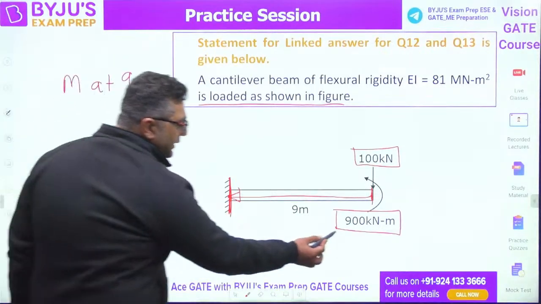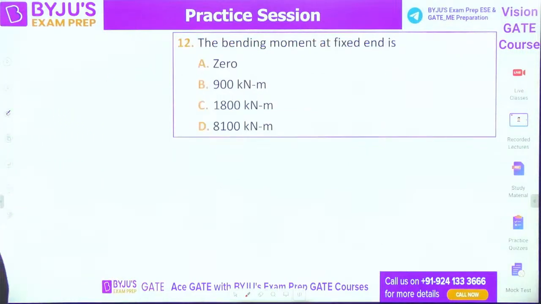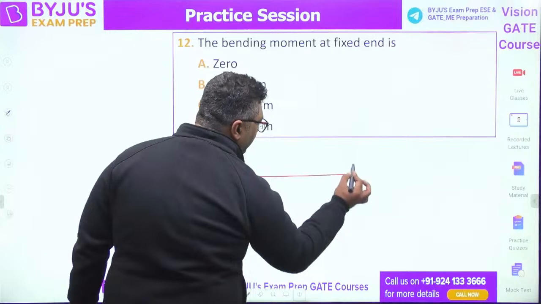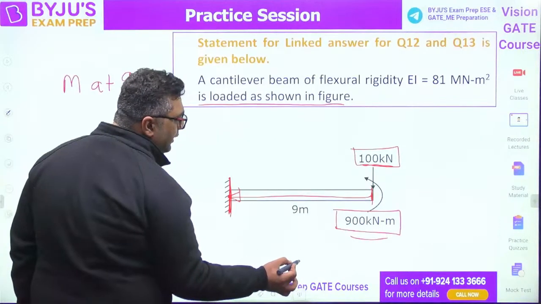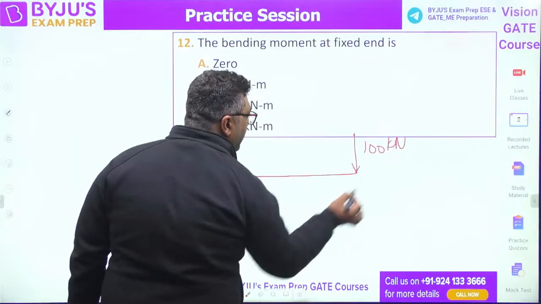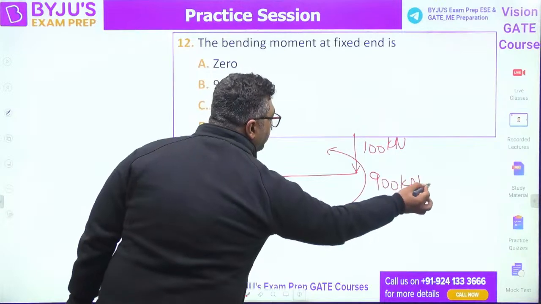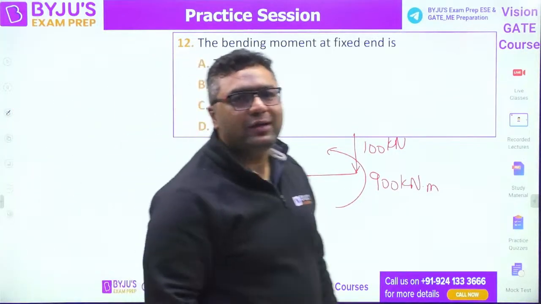900 kilonewton meter is the moment, 100 kilonewton is the force acting. I'm making this figure separately here so that you can see the options. They have given this as 100 kilonewton, and moment as 900 kilonewton meter. So starting with this, the next portion will be of deflection type.